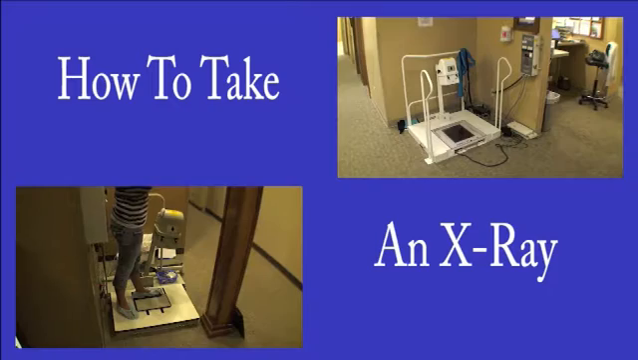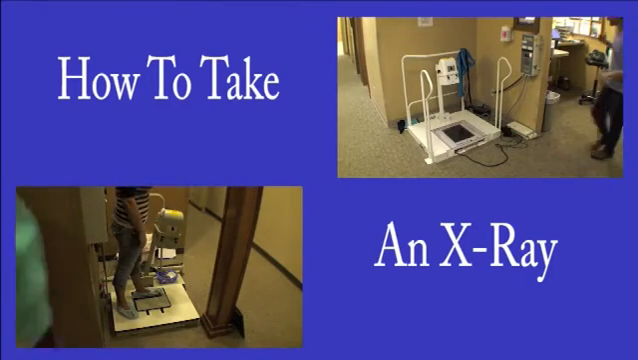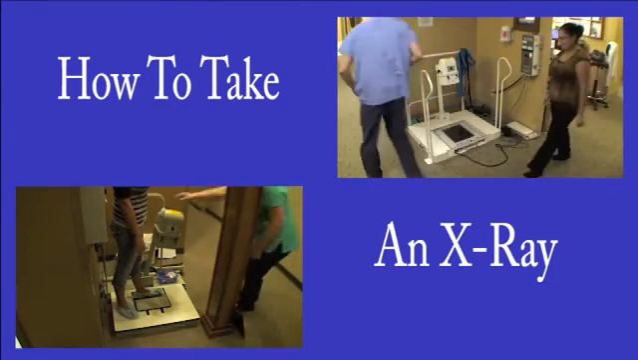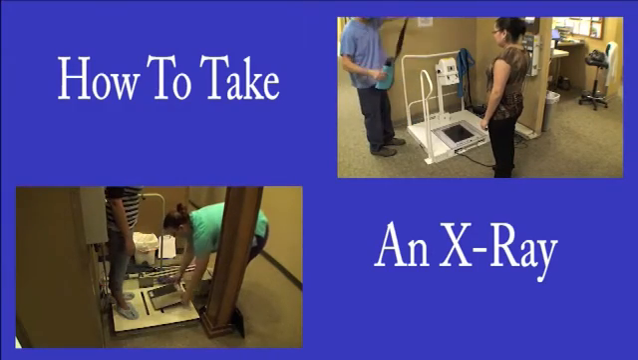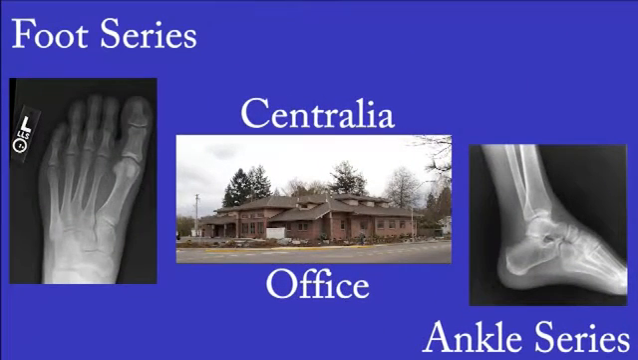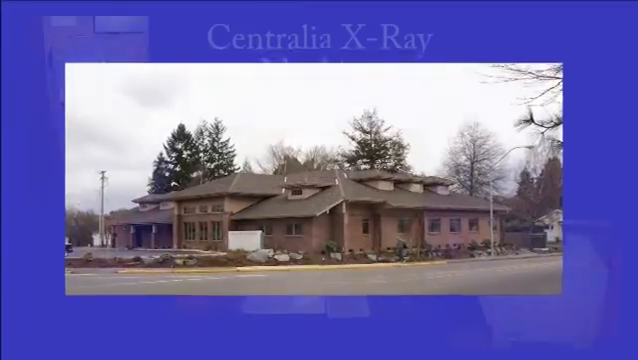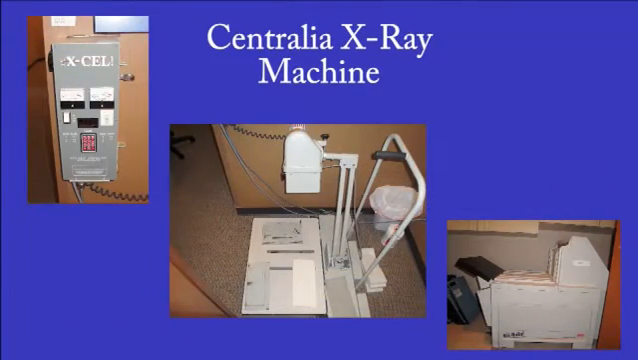We will now go over the steps and process of taking an X-ray as the back office assistant. Depending on which office you are in, the concept is the same, though the steps will be different. This tutorial will explain taking foot and ankle X-rays in the Centralia office. The Centralia office uses a manual X-ray machine, which consists of a wall unit, where you will find the power button and all the controls necessary to change your exposure time.